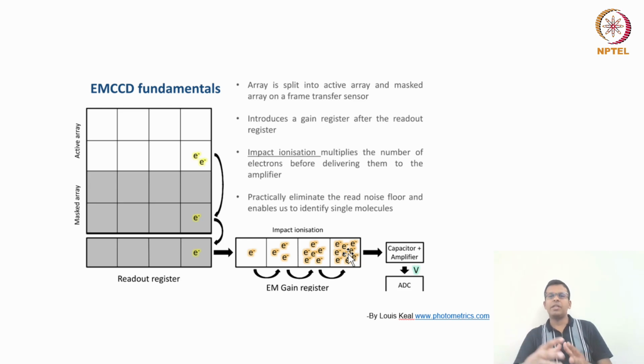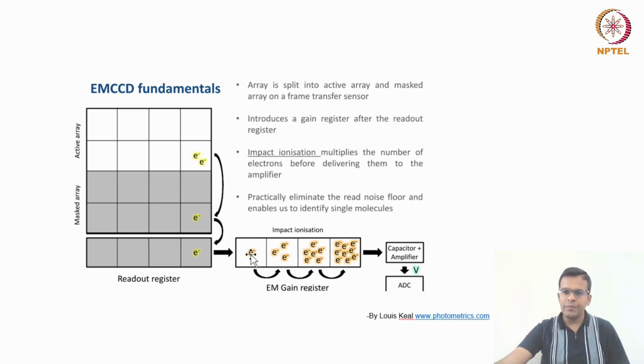Even if you detect very low fluorescence from your sample, just one electron, that one electron will be amplified into several before going to the analog to digital conversion, and before your computer reads it. That's why EMCCD cameras are used for low light applications, so that even if your sample is weak and giving less fluorescence, the signal will be enhanced because of this impact ionization, which is known as the EM gain register.